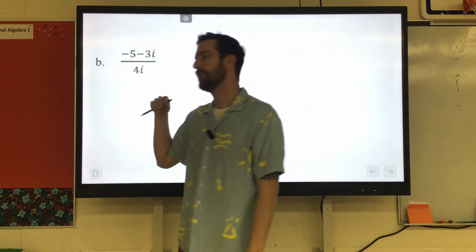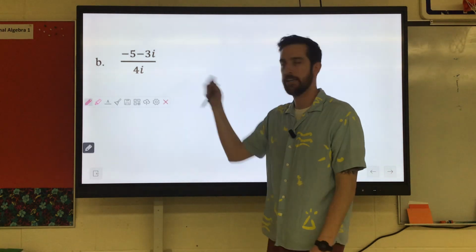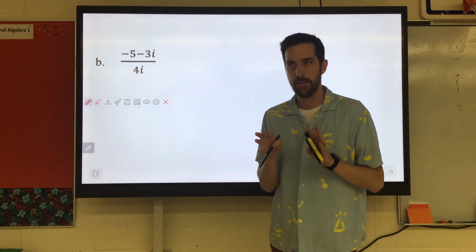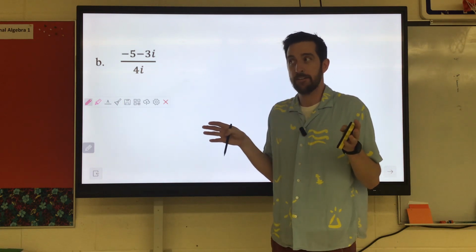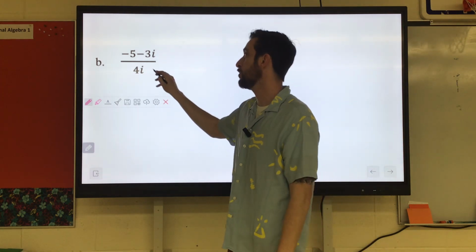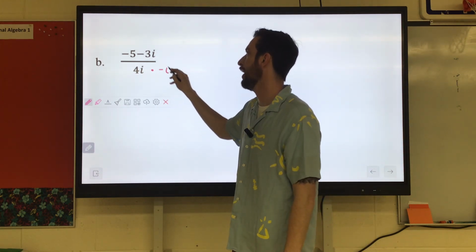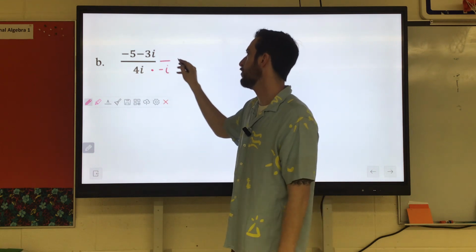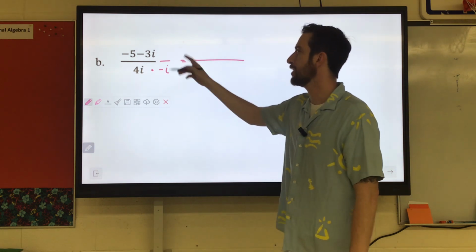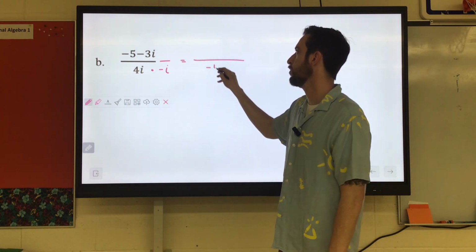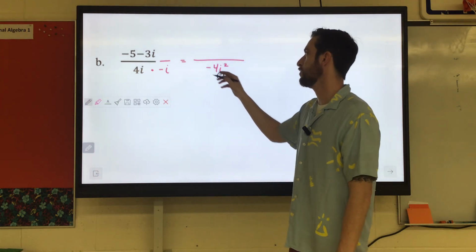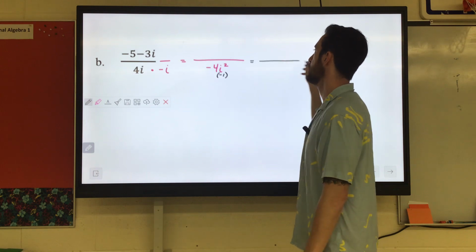Now here, the complex conjugate would be negative 4i. But let me just tell you this. Since it's just a monomial, all we need it to be is something i squared. So I don't even need the negative 4. I can just multiply it by negative i. And before I even do that in the numerator, watch what happens. 4i times negative 4i would be negative 4i squared. i squared is equal to negative 1, so it would be negative 4 times negative 1, which is positive 4.